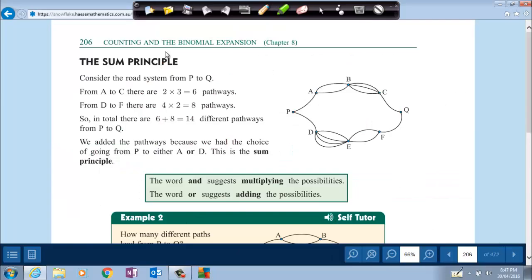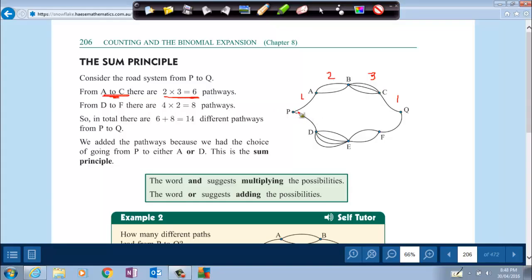Now for the sum principle, this is where you can go one way or another way. So if we go from P to Q, you can see using the same theory as before, there are 2 ways from A to B, 3 ways from B to C, so there's 6. The P to A and the C to Q are just 1, so that doesn't affect it. So it's 1 times 2 times 3 times 1, which is 6. So that's the first, from A to C, there are 6 pathways.